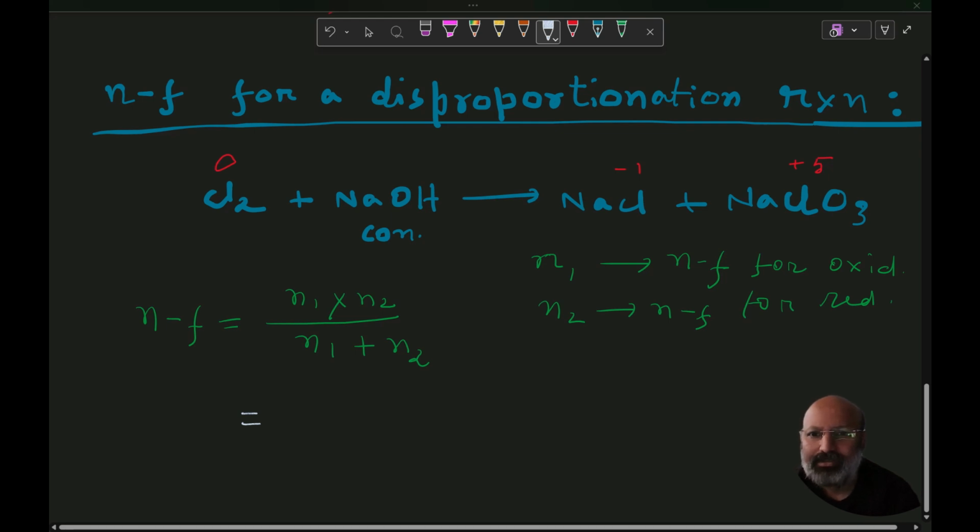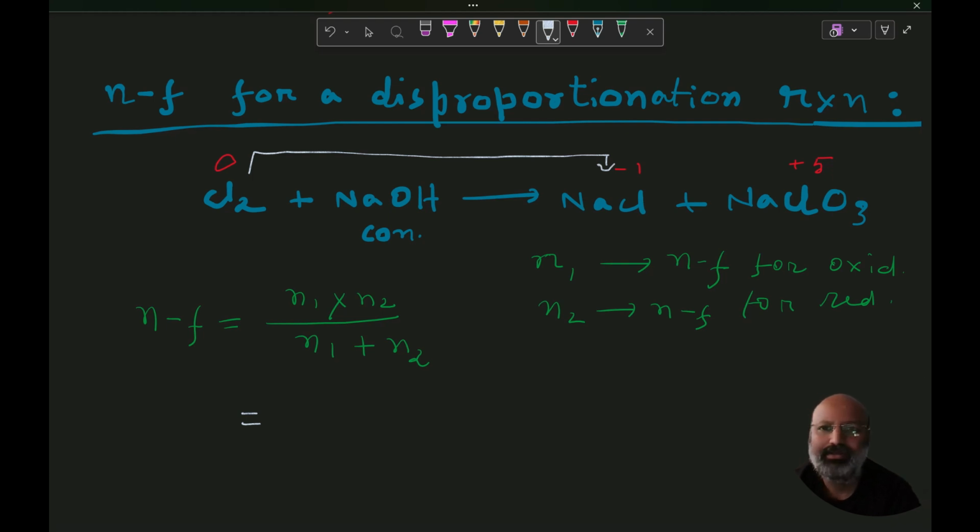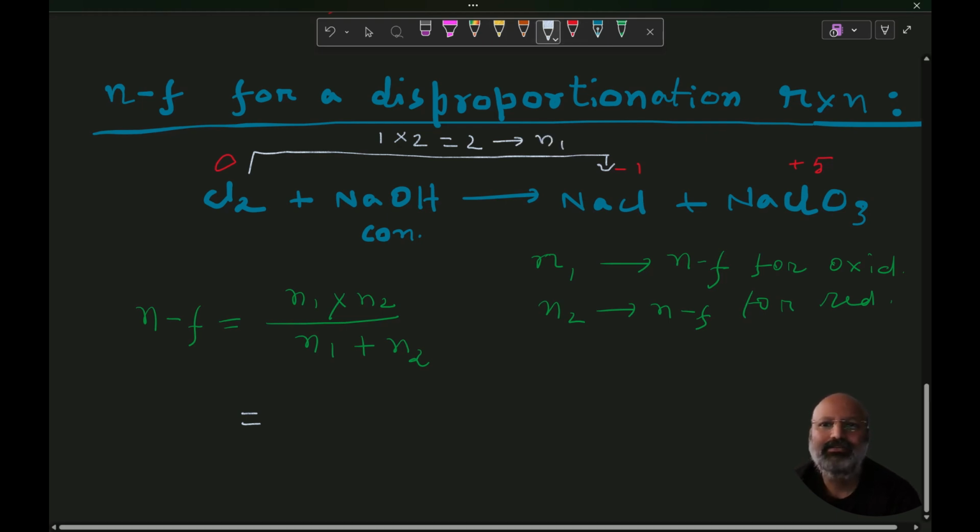Let's take this example here. So now you can see this. This is definitely reduction, and you can see the difference in the oxidation number is 1. For 2 atoms, it will be 2. So it is coming out to be 2, and that is nothing but N1. Okay. Now coming to the second case, that is when it is going into the +5 oxidation state.